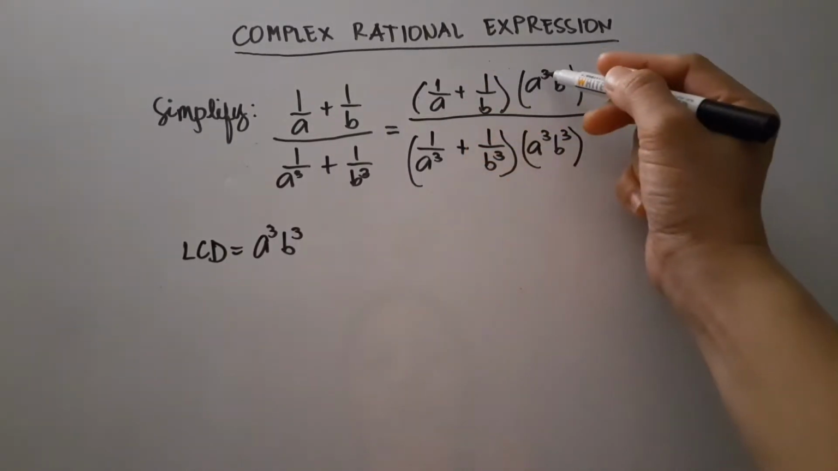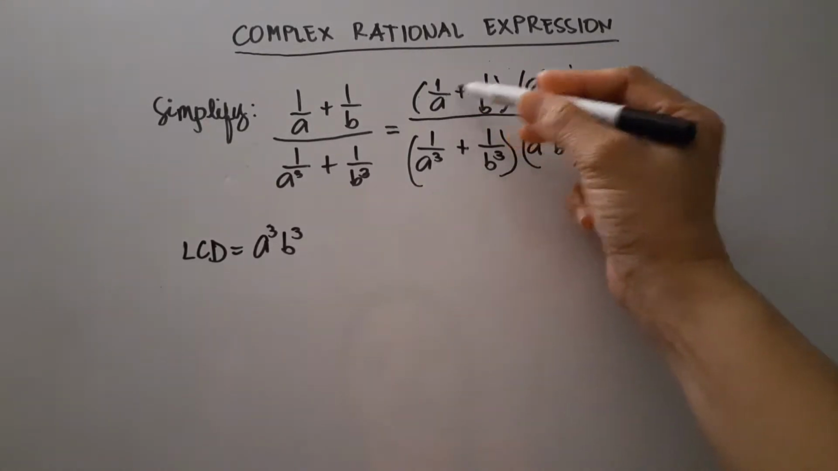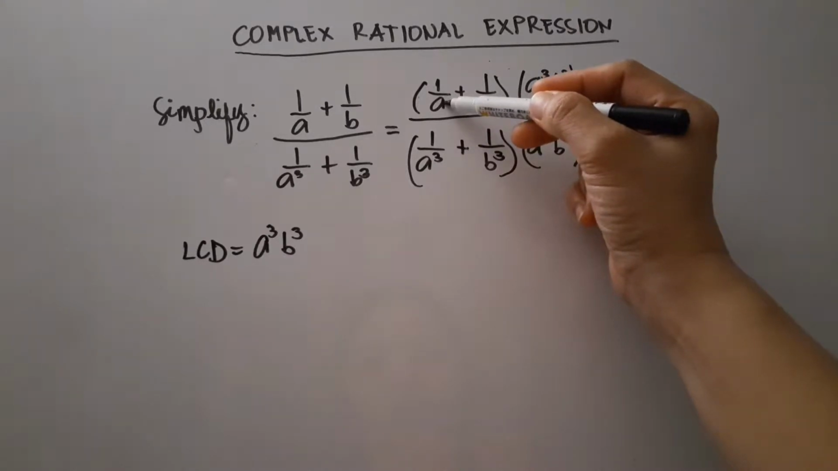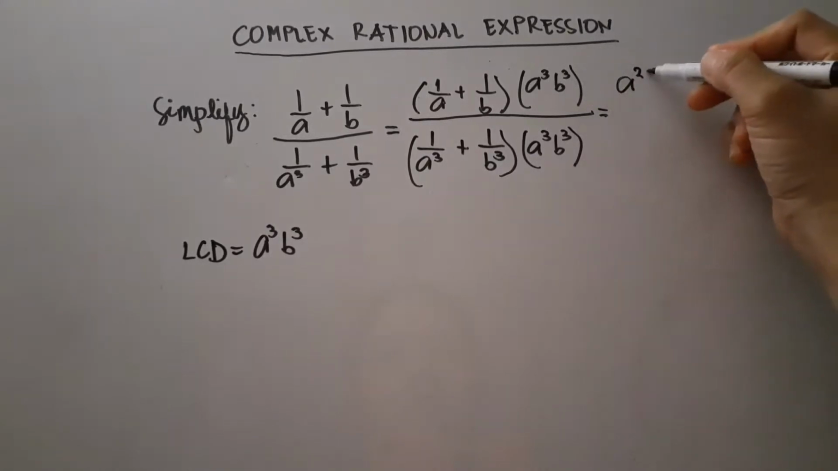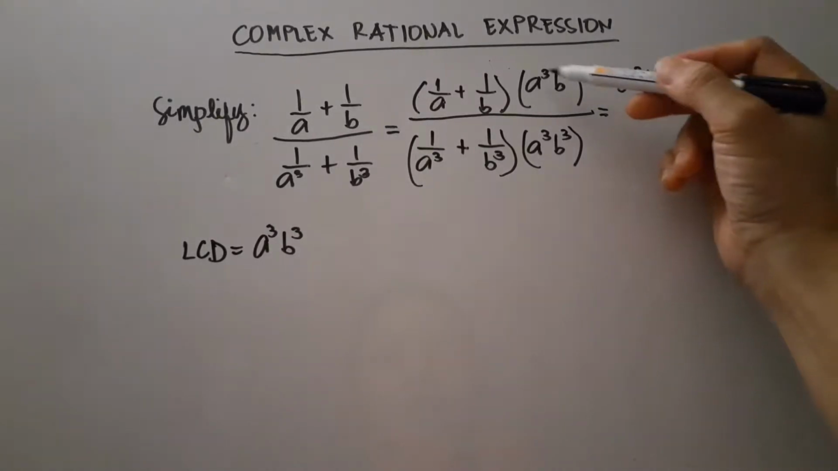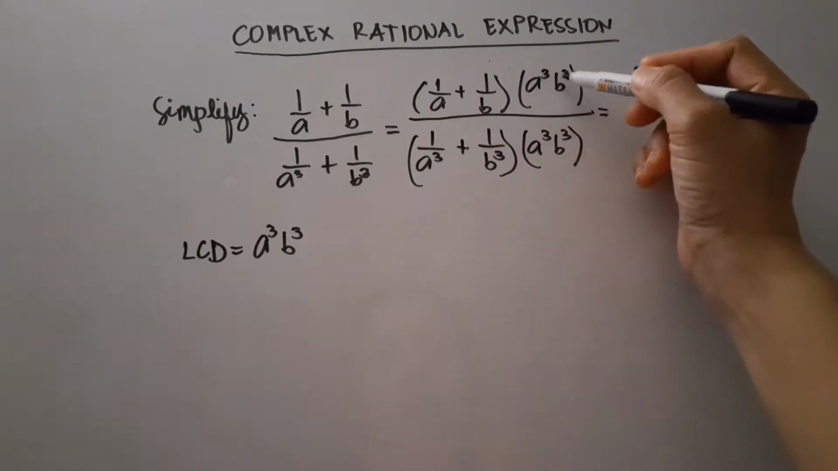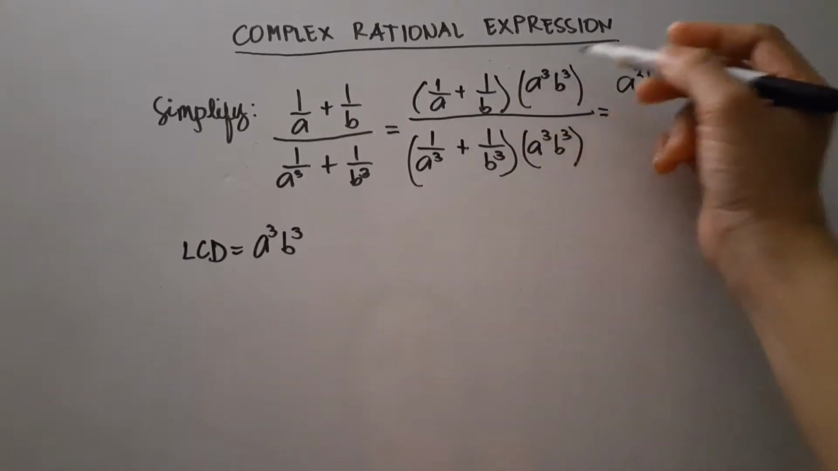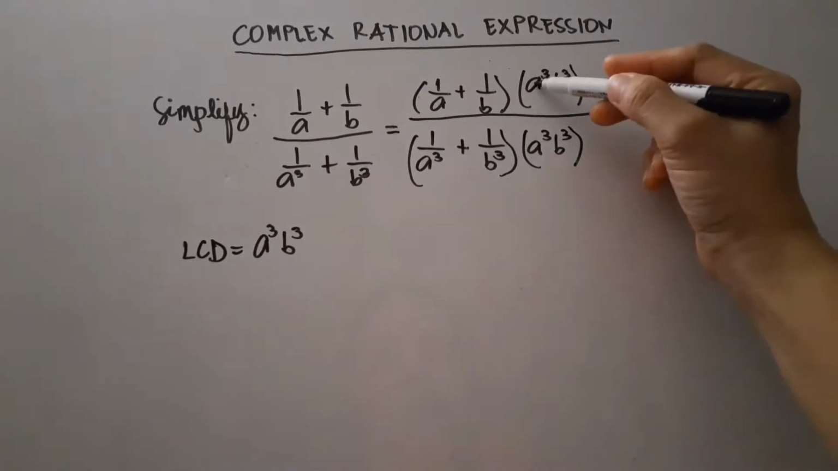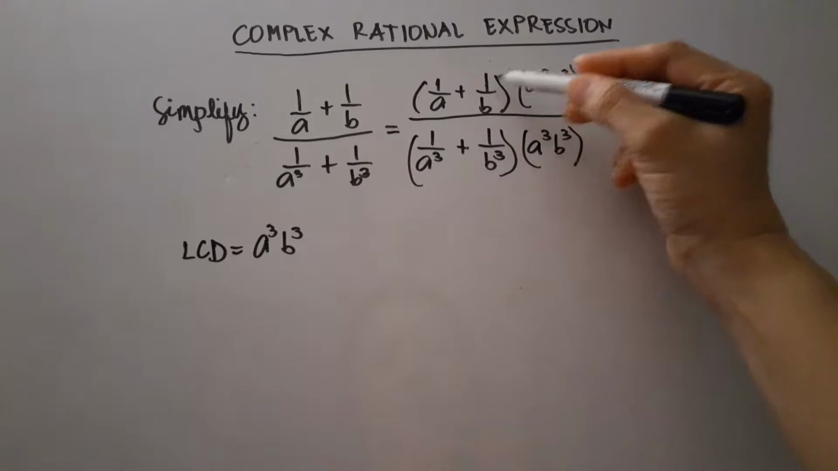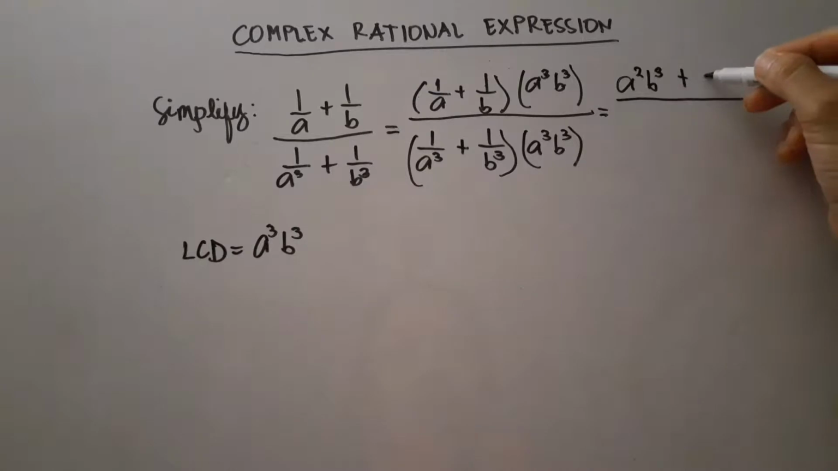This is equal to, we multiply the first fraction by the least common denominator, so a cube b cube multiplied by 1 becomes a cube b cube divided by a, which becomes a squared b cube. And then the second one, we multiply the second fraction by the least common denominator, so we have a cube b cube multiplied by 1 becomes a cube b cube divided by b, so the remaining is a cube b squared.